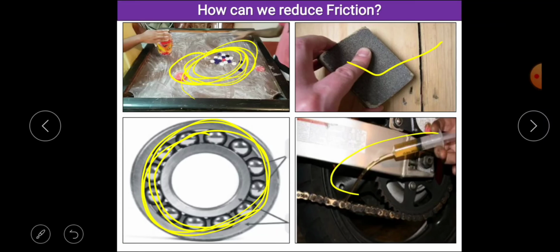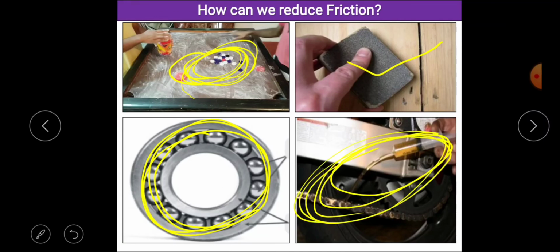Another one is putting grease or oil. Now this grease or oil helps the surfaces between the machine parts move smoothly, and smooth movement means low friction, and low friction means low heat being produced, and if the machine doesn't overheat, it can work smoothly. Overheating of the machines is bad for the machine itself, as it might get damaged.